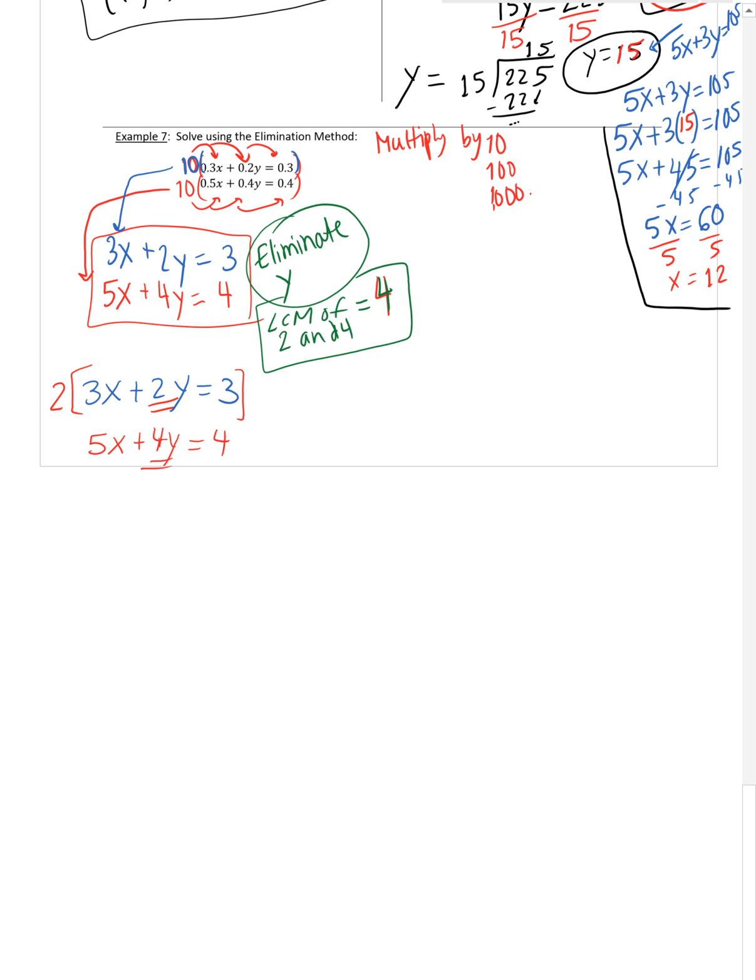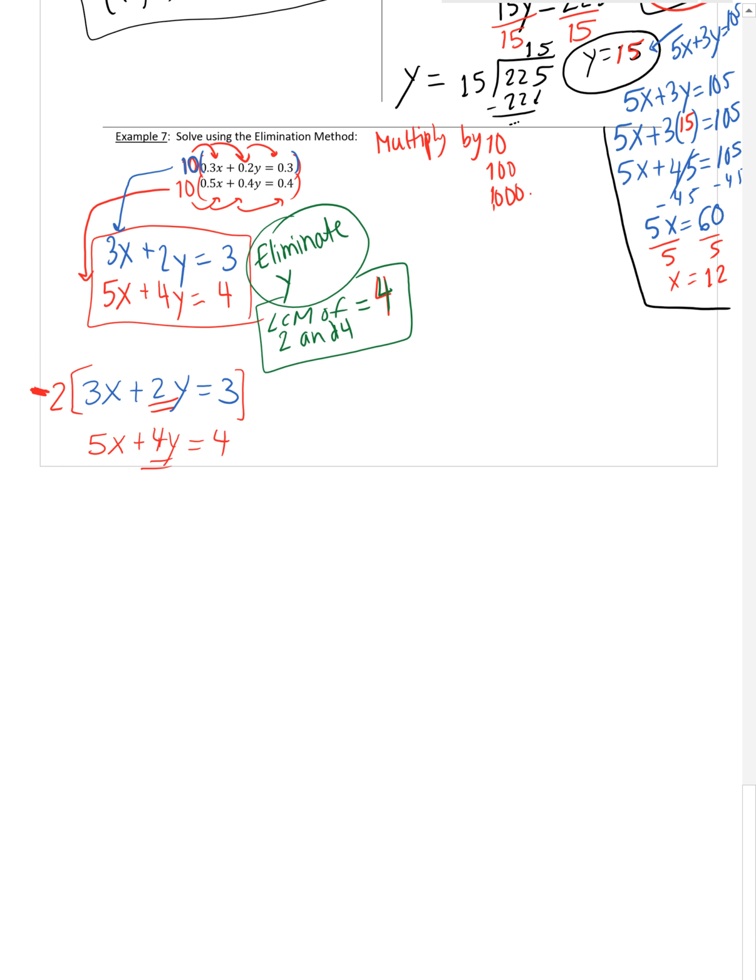However, I remember that you want the coefficients of y, or whatever variable you're eliminating, to not only be the same number, but you want them to be opposite signs. So I need one of these to be a negative 4. I could multiply the bottom equation by a negative, but I'm already multiplying the top equation by 2. I might as well multiply it by a negative, right? Make it a negative 2, and that takes care of your problems.